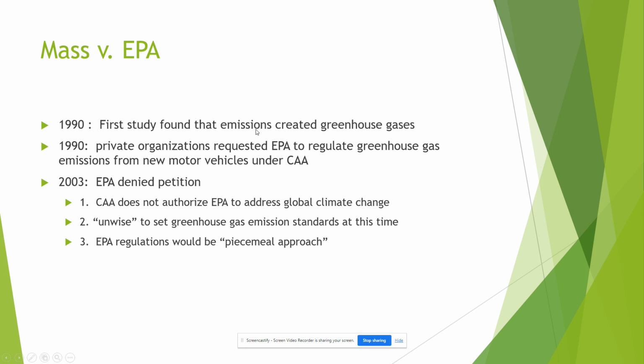We found out that these emissions created the greenhouse gases in 1990. That was like our science. And then citizen groups requested that the EPA regulate them, and it took a while. But in 2003, the EPA said no, we're not going to, because we're not authorized under the Clean Air Act, right? We are limited by our congressional mandate. The Clean Air Act does not authorize the EPA to address this. They thought it unwise to set these standards at the time, and if we did regulate it, it would be piecemeal.